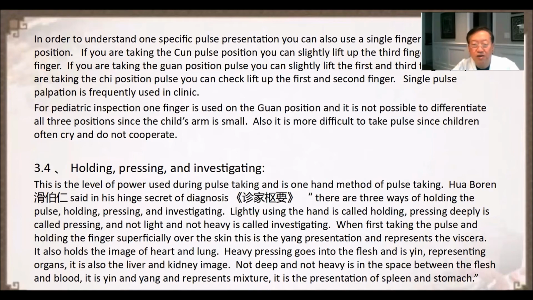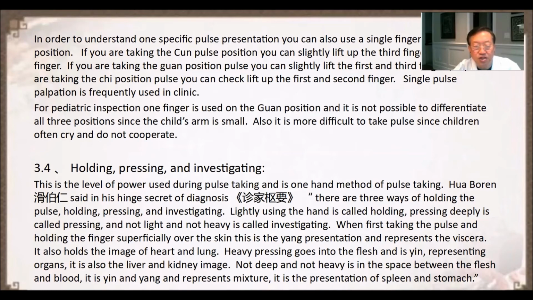Holding, pressing, and investigating. This is the level of power used during pulse taking. For the one-hand method of pulse taking, Hua Boren said in his Hinge Secret of Diagnosis text, there are three ways of holding the pulse: holding, pressing, and investigating. Lightly using the hand is called holding. Pressing deeply is called pressing, and not light and not heavy is called investigating.